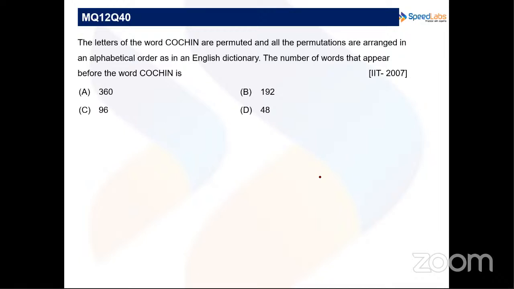Giving you 30-second time for this. The question is the letters of the word coaching are permuted and all the permutations are arranged in the alphabetical order as in the English dictionary. The number of words that appear before the word coaching are. Good, Param. The right answer is C.